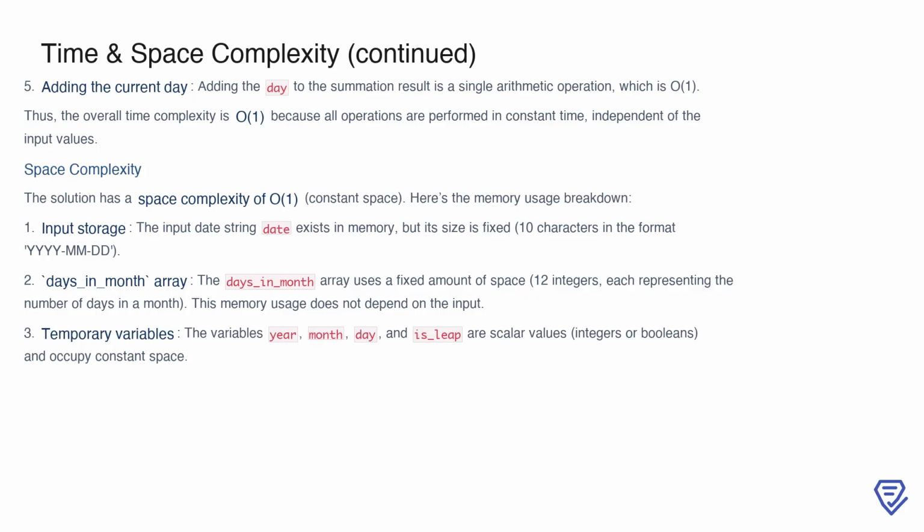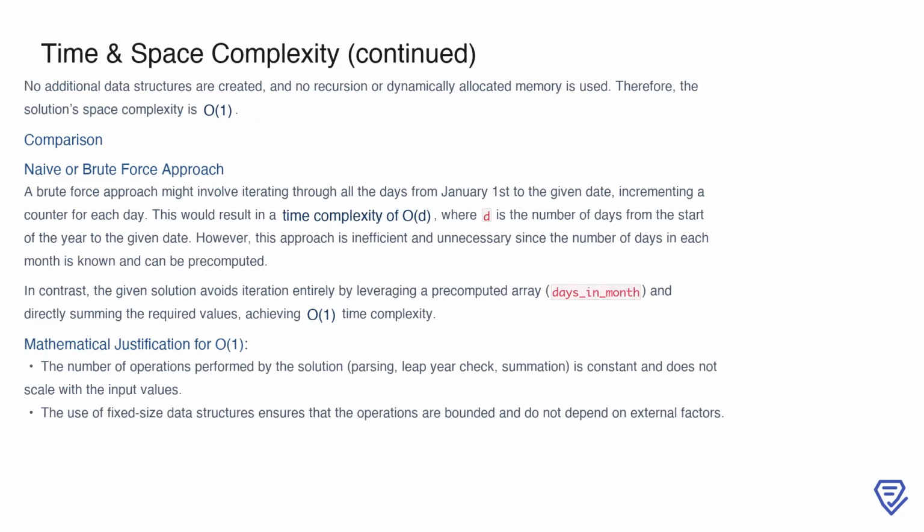Now, looking at space complexity, the memory usage of the solution is also O(1). The input date string has a fixed size of 10 characters, and the days_n_month array, which stores the number of days in each month, occupies a constant amount of space with 12 integers. Additionally, temporary variables such as year, month, day, and is_leap are scalar values, meaning they use constant space as well. This ensures that the memory usage is fixed regardless of the input date. Since no additional data structures are introduced, and we avoid recursion or dynamic memory allocation, the total space complexity remains O(1).